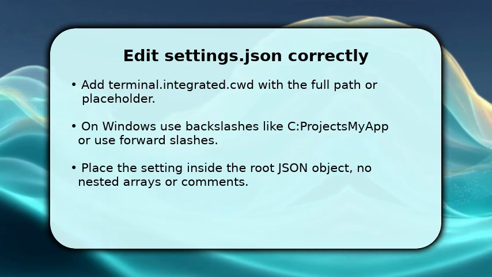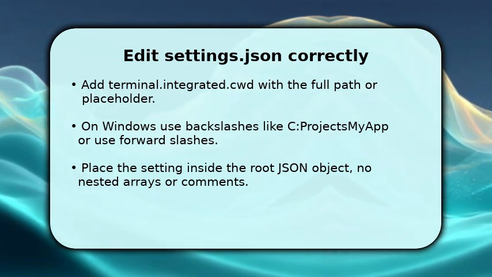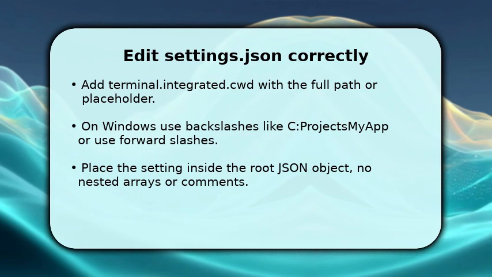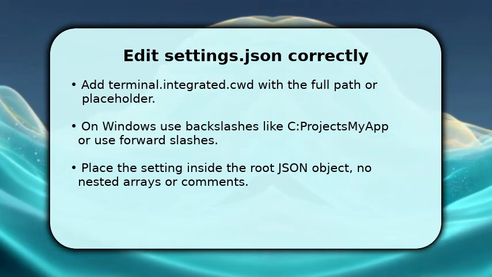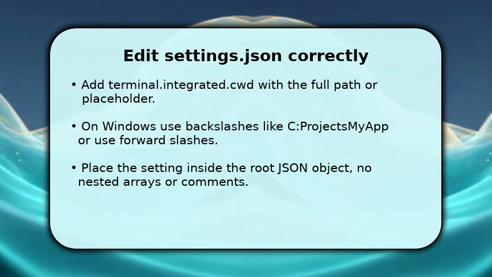Alternatively, use the workspace folder placeholder to open the terminal in the active workspace root automatically. Place the setting inside the root JSON object. No nested arrays or comments. Save settings.json and close the file.